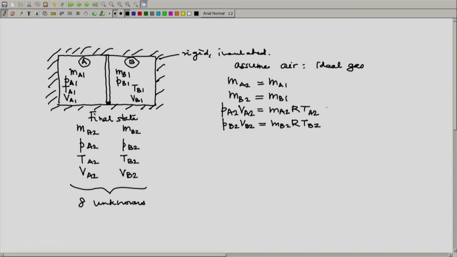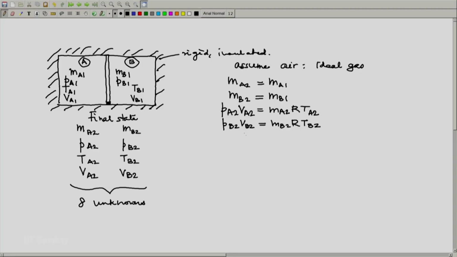2 more equations. Then we are given that the piston is frictionless. Since it is frictionless, the pressures on either side would become equal when it finally reaches its stable position. So, that means we have one equation which says PA2 is equal to PB2.